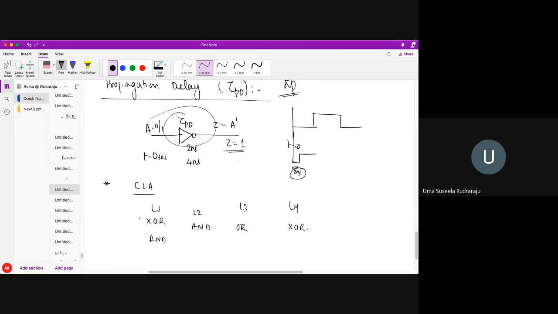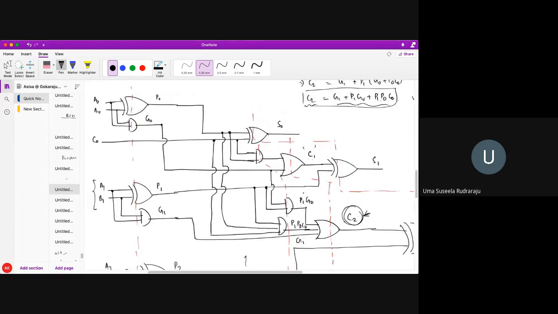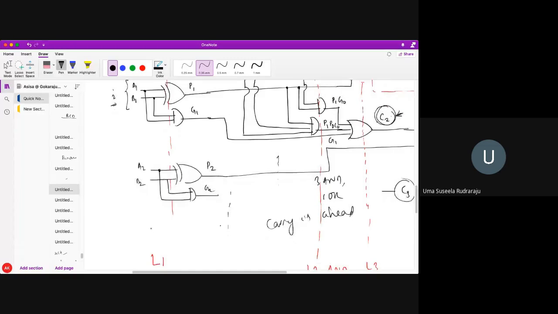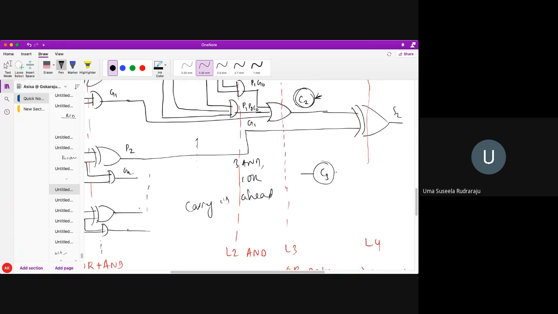So I require many gates to design the CLA. Now tell me, for a 10-bit CLA, how many levels will come up, students? Only 4 levels. Why? Because if the bits increase, it will increase only this way. Am I correct? Just the bits will be increased like this. It does not increase this way.